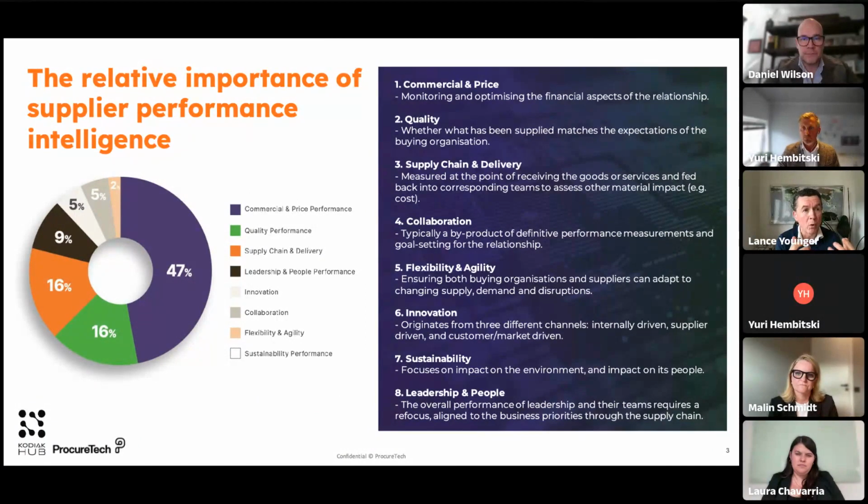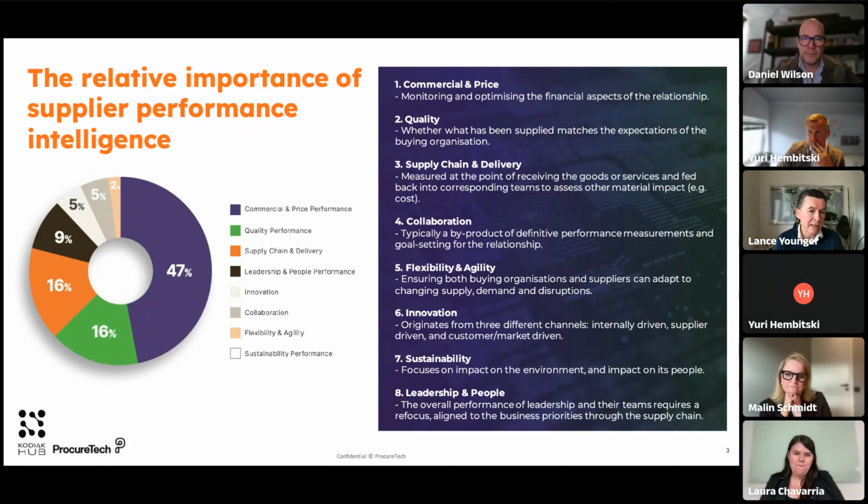When completing the survey, which has formed the backbone to this research and the webinar, we asked what were the most important elements of data and data intelligence across those 8 different domains. It'll be no surprise that the number 1 domain was commercial and price, supported quite closely by quality, supply chain and delivery. But where you'd expect innovation, flexibility and sustainability to be highest, a lot of organizations, 10%, are seeing people data as very fundamental and important to how you're managing suppliers and their performance. We believe that will increase radically over the next few years.